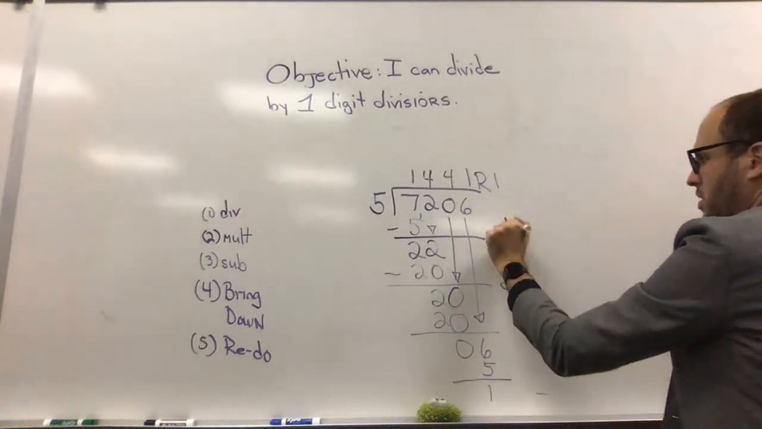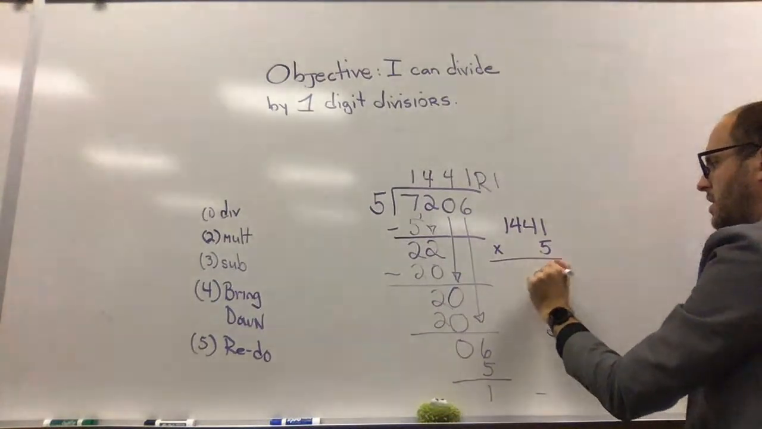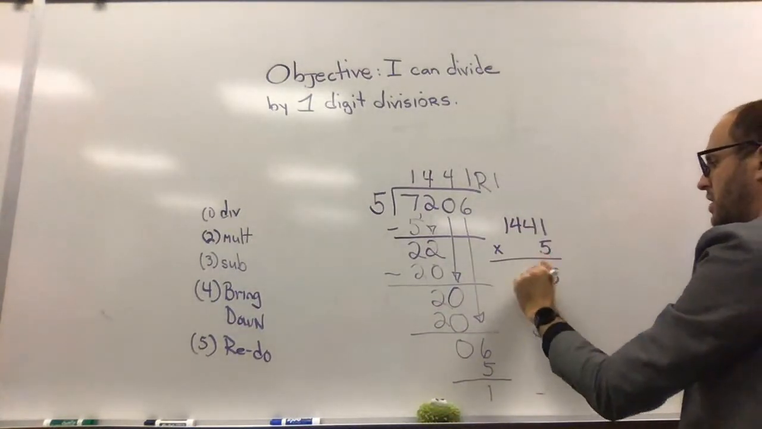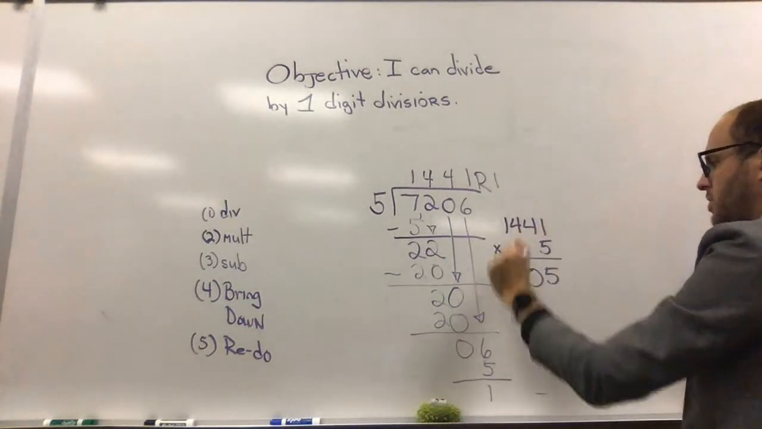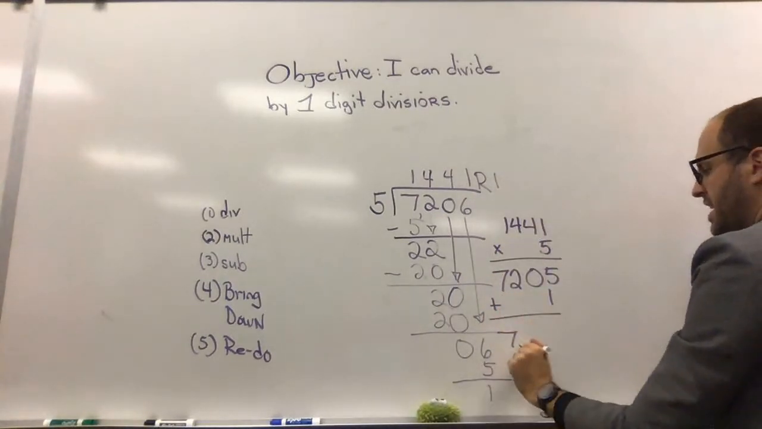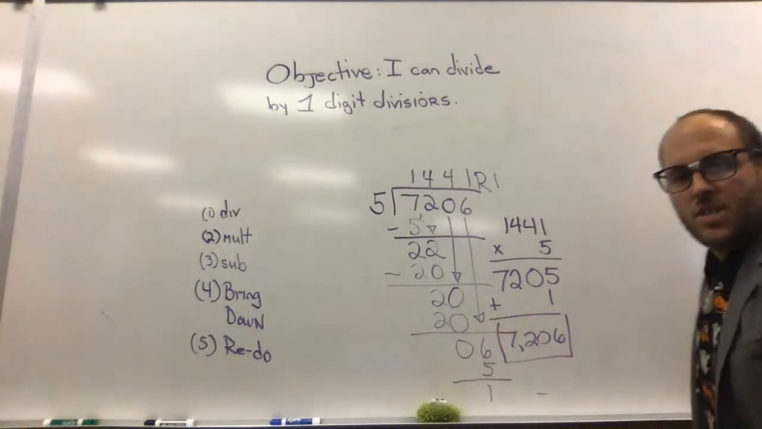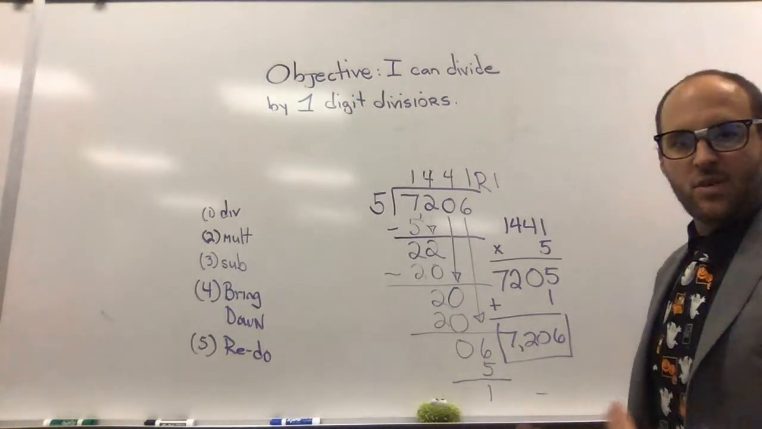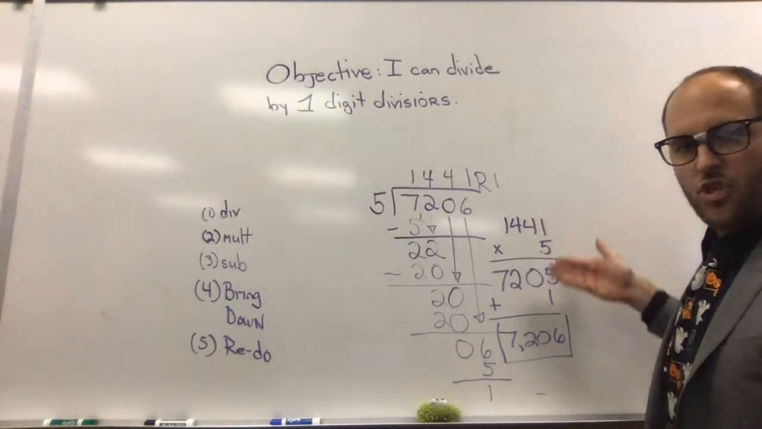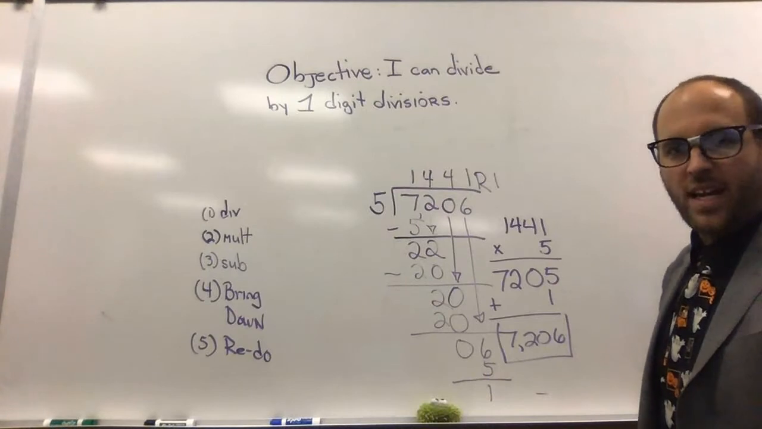We go over to check our work. 1,441 times 5. 5, 20, 22, 7. Add our remainder of 1. 7,206 is our answer. So my suggestion, friends, as a professor of mathematics, is always make sure you check your work after your answer, because that'll let you know if you have the right answer or not.